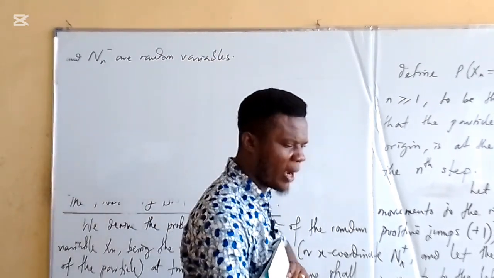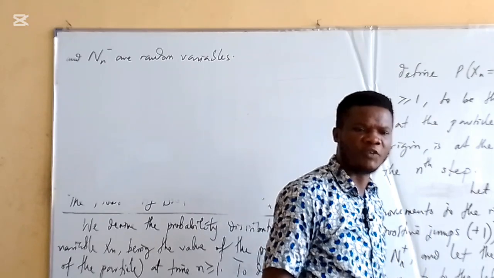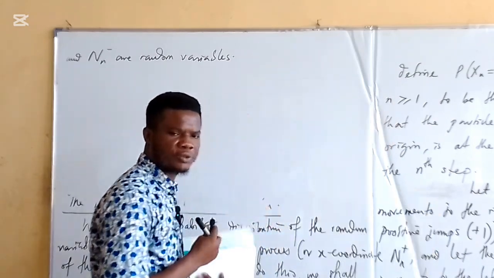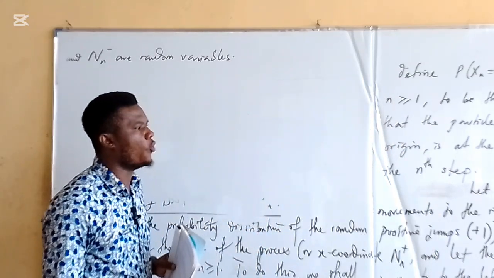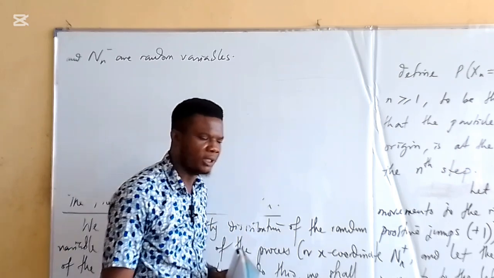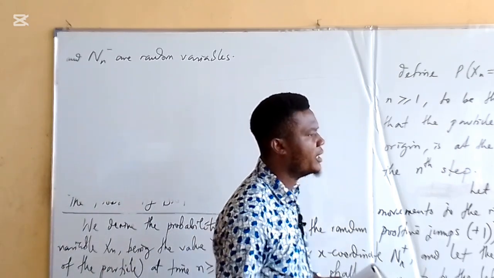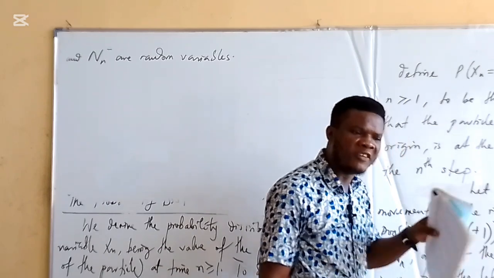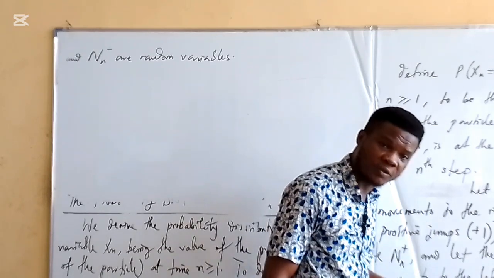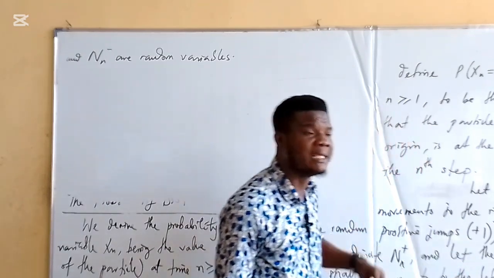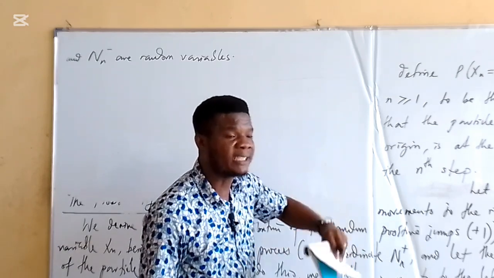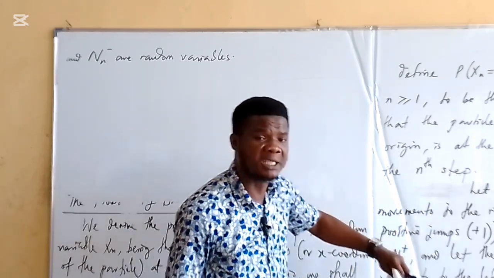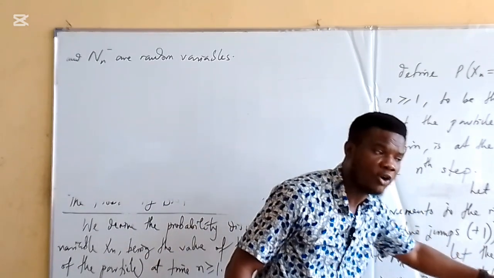Let me ask a question. Why would the number of positive or negative jumps be random variables? If you go by what a random variable is defined to be, a random variable is defined to be a real valued function defined over a probability space, right? And we said in a simple random walk, a particle moves in unit steps to the positive or to what?